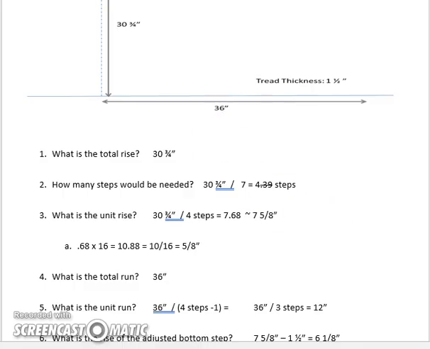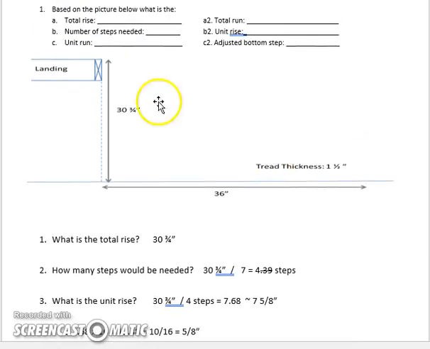Question number 5, what is the unit run? There are 2 different ways to do this, and I want to make sure that I'm clear on this. In this picture there is no way to know, but for this particular picture, we're going to assume that the landing is the last step. So the last step would end about here, and you would step up onto the landing as your last step. The other way that this could go is that the step is flush or equal to the landing right here.